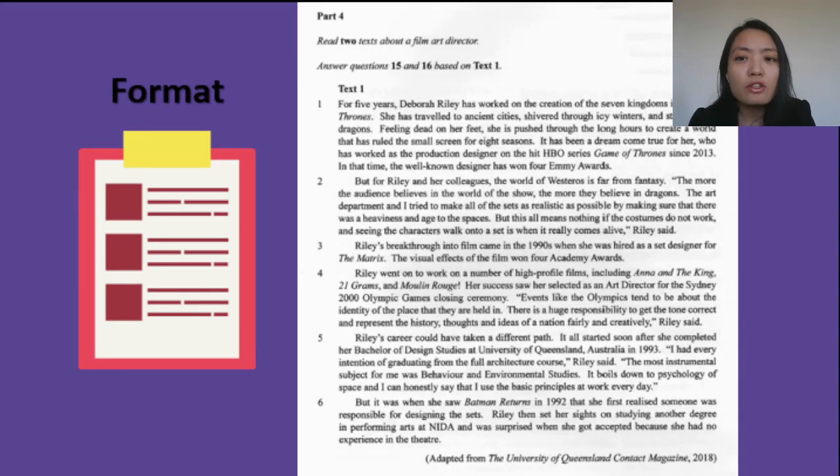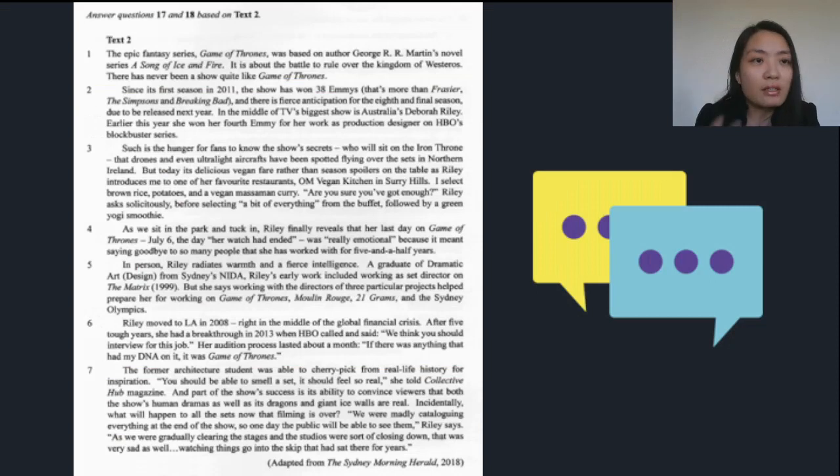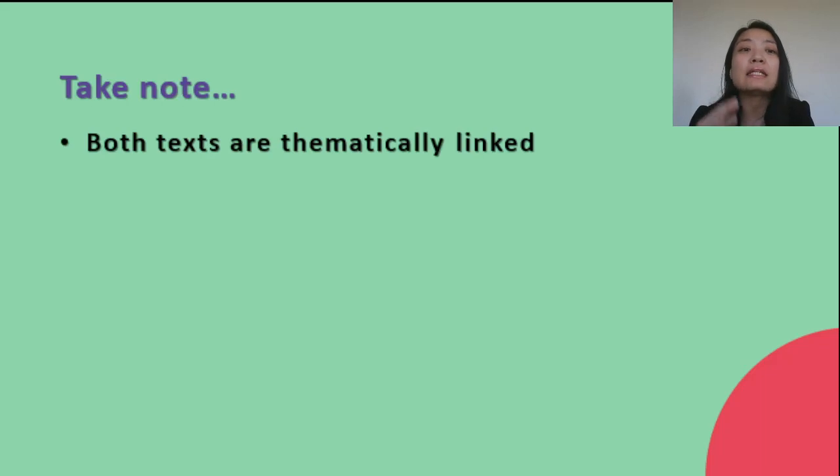Here in this part, you're given the first text. Then, the next two questions are based on the first text. Then, this is the second text. And the next two more questions, as you can see over here, are based on the second text. Then the last two questions are based on both texts. Here, I would like you to take note that both texts are usually thematically linked. This means both of them will have the same idea or the same topic together.